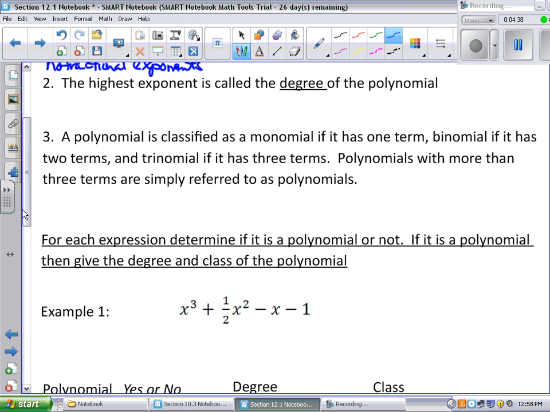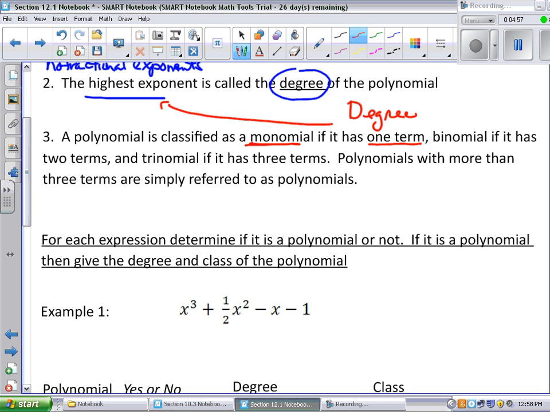The highest exponent of a polynomial is called the degree of the polynomial. The degree is the highest exponent. A polynomial is classified as a monomial if it has one term, a binomial if it has two terms, a trinomial if it has three terms, and it's called a polynomial if it has more than three terms. We just refer to it as a polynomial.